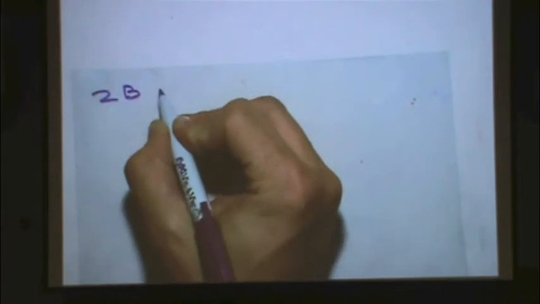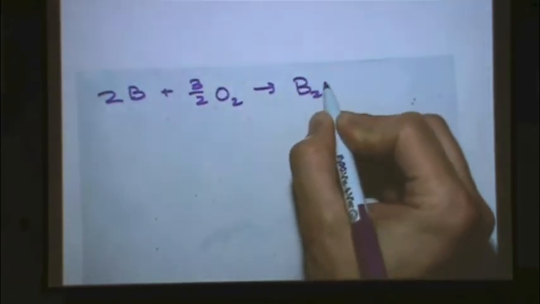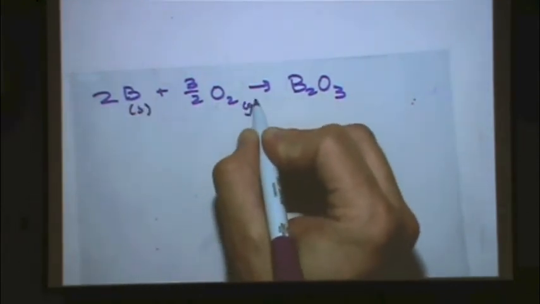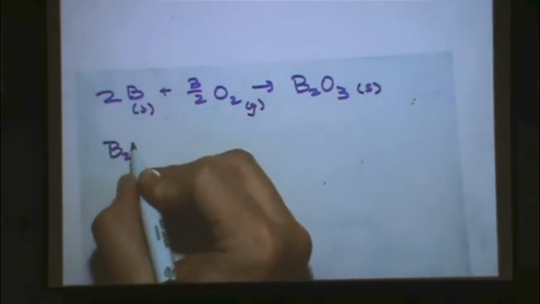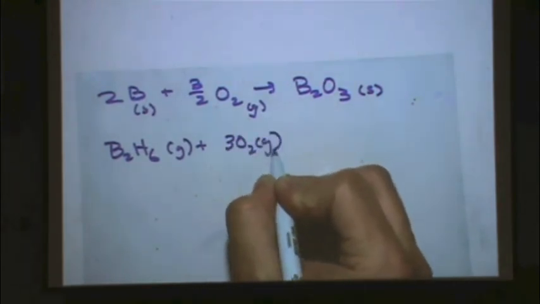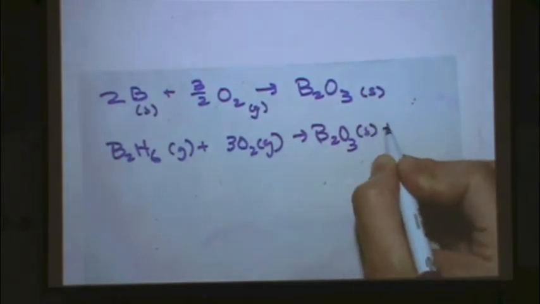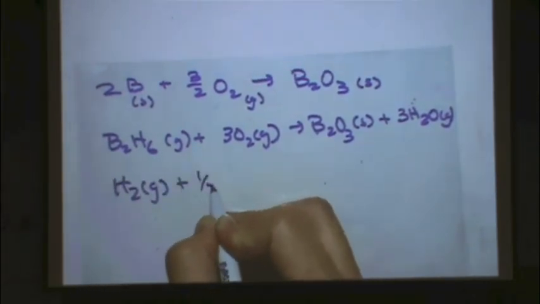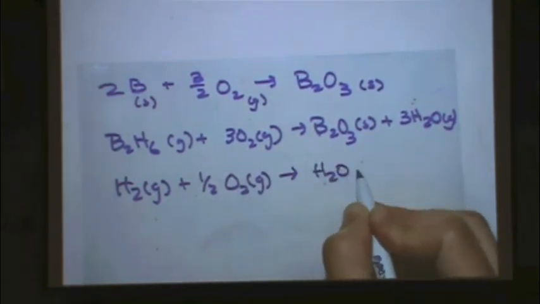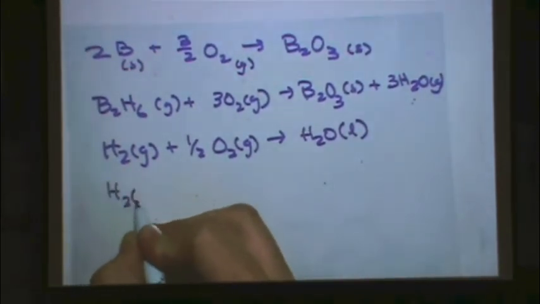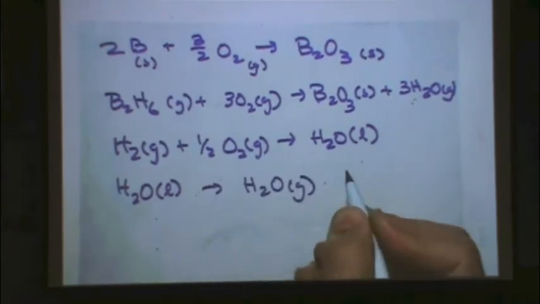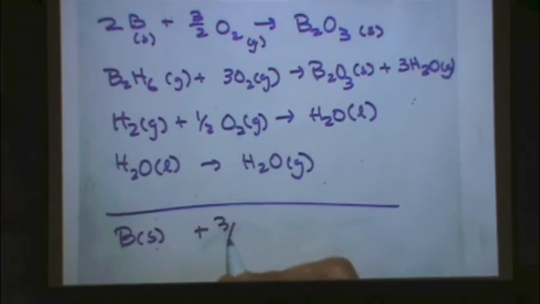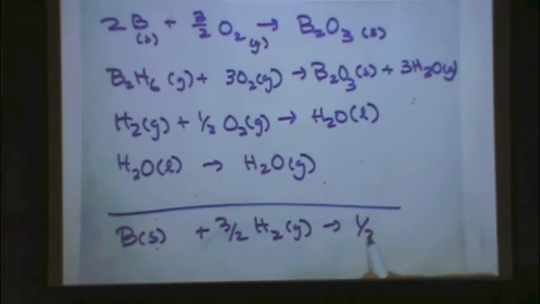Unless I was crazy. First reaction: 2B plus 3/2 O2 goes to B2O3. This is solid, this is a gas, and this is a solid. Second reaction: B2H6 gas plus 3 O2 gas goes to B2O3 solid plus 3 H2O gas. Third reaction: H2 gas plus 1/2 O2 gas goes to H2O liquid. Last one: H2O liquid goes to H2O gas. And then there's the overall reaction: 2B solid plus 3 H2 gas goes to B2H6 gas.